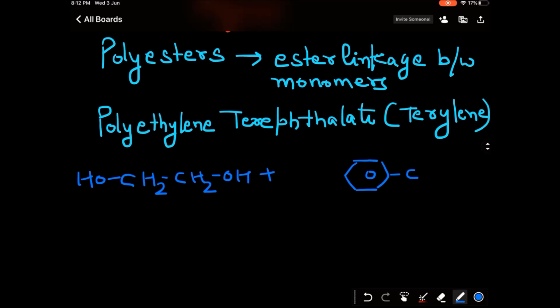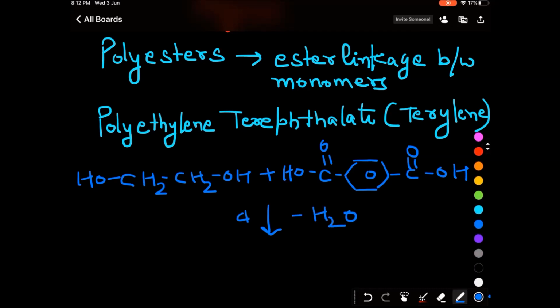So in the polyethylene terephthalate polymer, one monomer is ethylene glycol, which is an alcohol, and the other is benzene 1,4-dicarboxylic acid, also known as terephthalic acid. The two, when heated, lose a water molecule and form an ester linkage. We can understand it: n moles of both react to form a polymer. The polymer is formed by formation of an ester linkage.